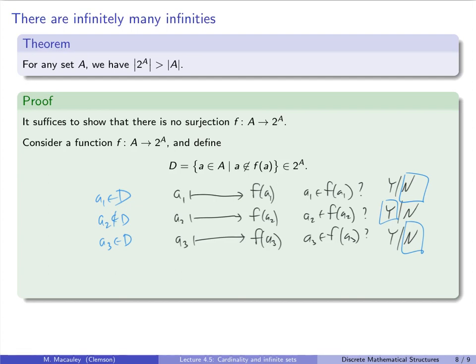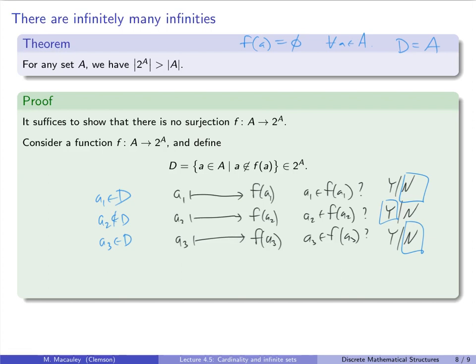Just for practice, let's think about some functions and what D is going to be. So of course it depends on f a lot. Let's do some examples. What if f of a is the empty set for all a? In other words, f sends elements in A to subsets. What if it sends everything to the empty set? In that case, our D is going to be the entire set A, right? Because everything gets mapped to the empty set, which doesn't contain it.